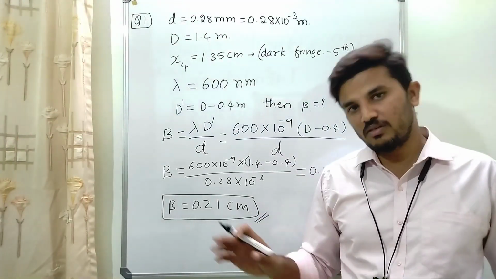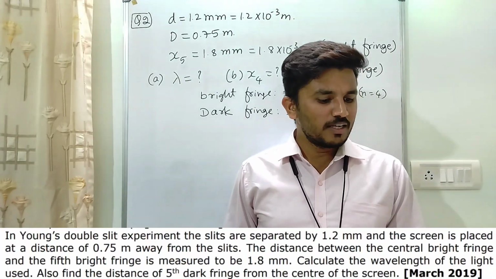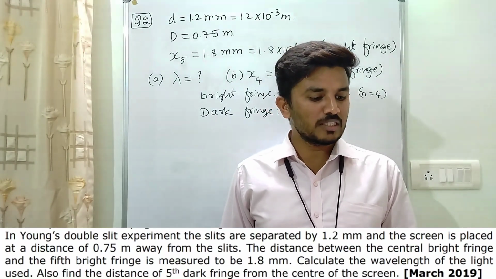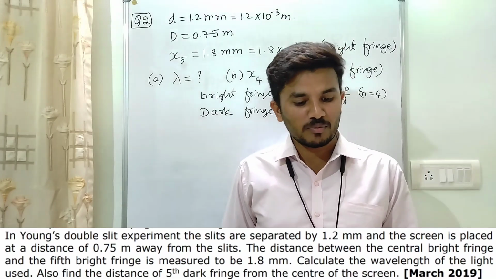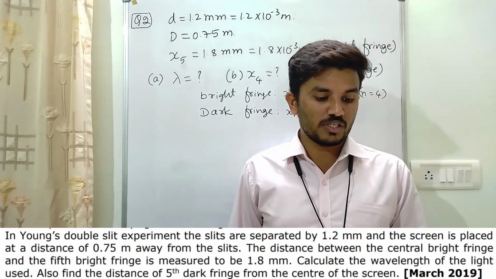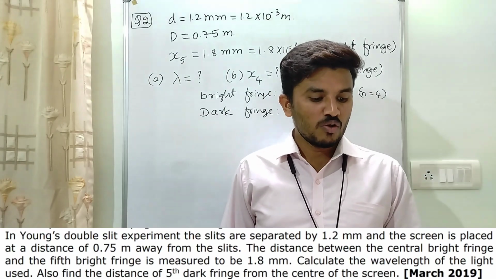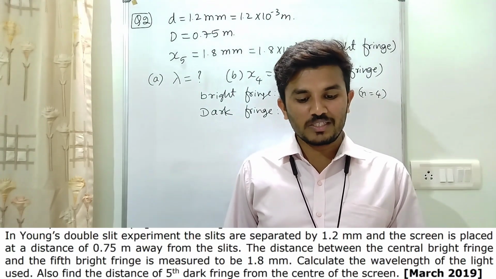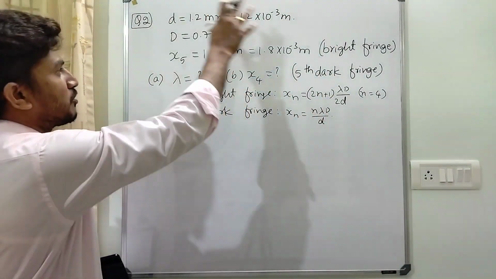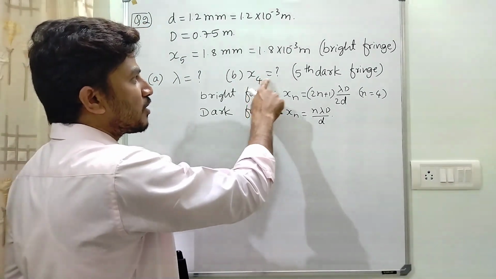Now let us solve one more question. So here I have got this. In Young's double slit experiment, the slits are separated by 1.2 millimeter and the screen is placed at a distance 0.75 meter away from the slits. The distance between the central bright fringe and the fifth bright fringe is measured to be 1.8 millimeter. Calculate the wavelength of light used. Also, find the distance of the fifth dark fringe from the center of the screen. So the concept is very clear. They have given this particular data and they are asking you to find out lambda, and also the distance of the fifth dark fringe.